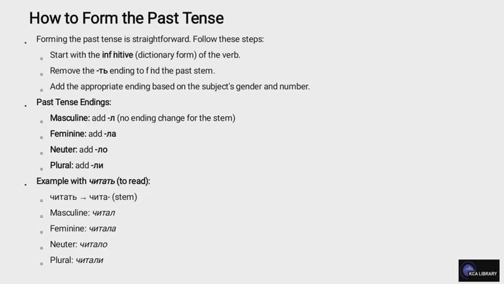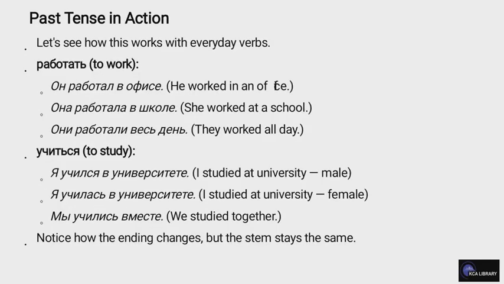Past tense endings. Masculine: add L, no ending change for the stem. Feminine: add la. Neuter: add lo. Plural: add li. Example with chitat, to read. Chitat becomes chita, the stem. Masculine: chital. Feminine: chitala. Neuter: chitalo. Plural: chitali.